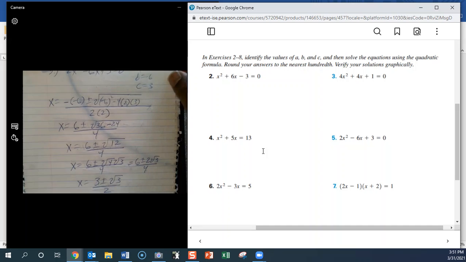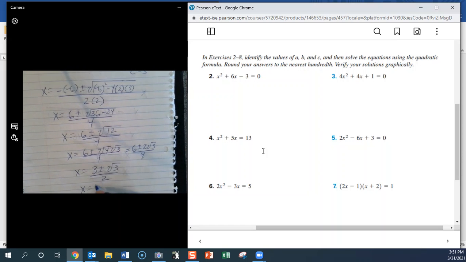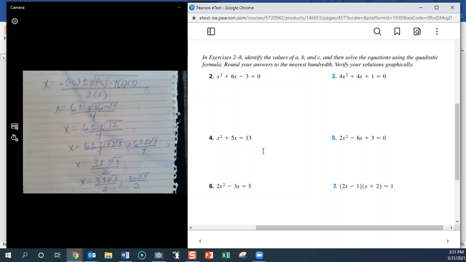So when you write your final answer here, your final answer would be x is equal to 3 plus the square root of 3 over 2, and 3 minus the square root of 3 over 2.